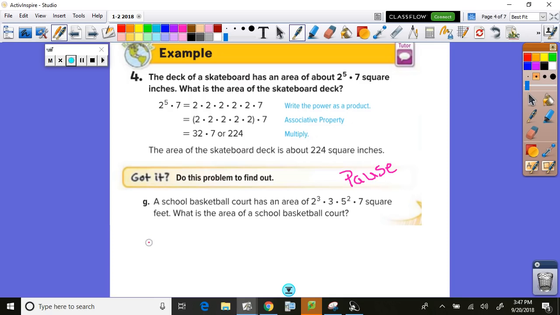Welcome back. So I'm going to do 2 times 2 times 2 times 3 times 5 times 5 times 7. Well, 2 times 2 times 2 is 8 times 3. 5 times 5 is 25 times 7. And I do that on my calculator because order of operations says I do exponents first. 4,200.